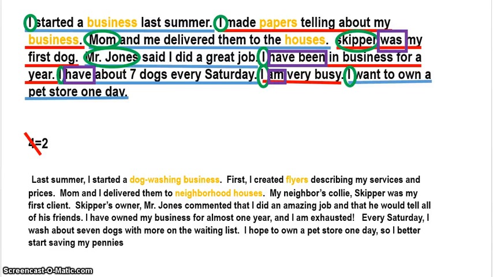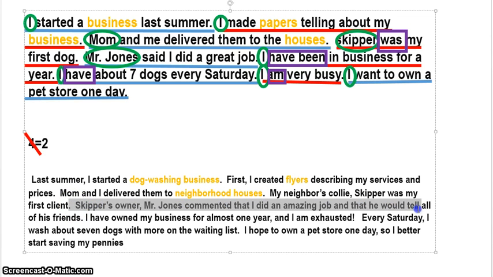Let me see if I can find an example in here. Here, what I did is I took this, okay, see if I can get this highlighted correctly. All right, we're going to underline it. We're going to outline that in blue so you can see it a little bit better. Now, I put down Miss Skipper's owner, Mr. Jones, commented that I did an amazing job and he would tell all of his friends. If you look back up into the paragraph, I combined Mr. Jones said I did a great job.